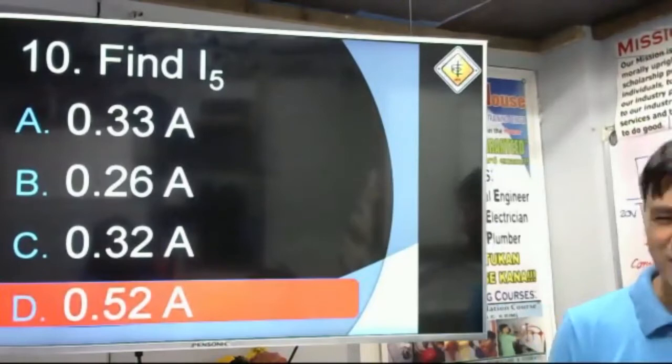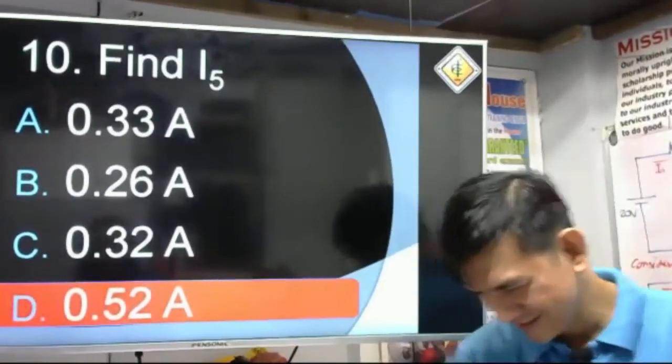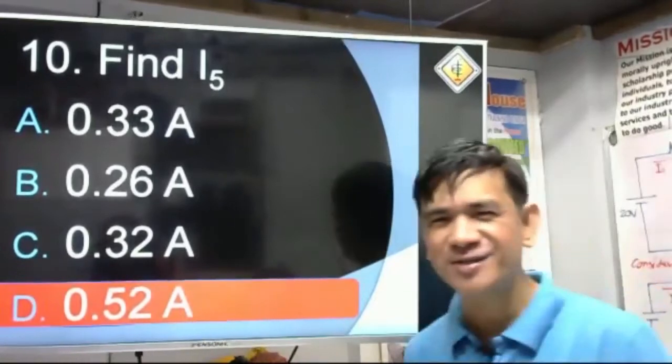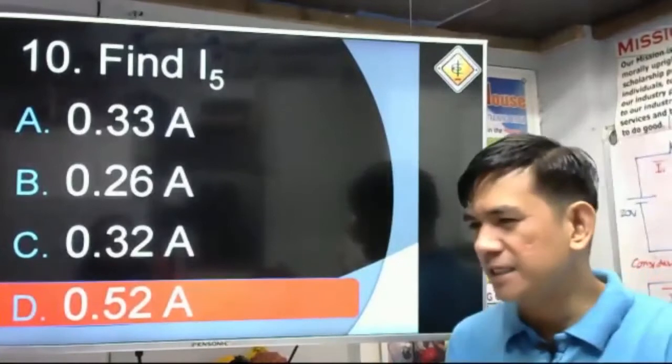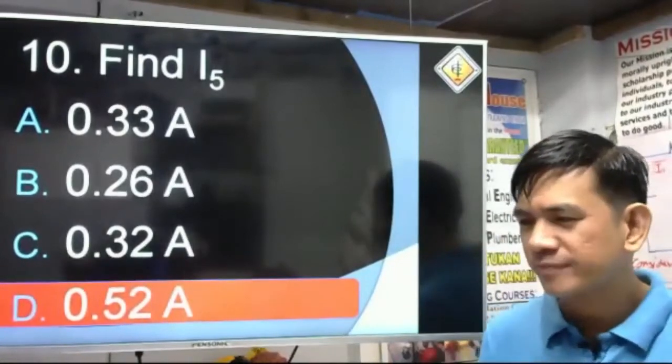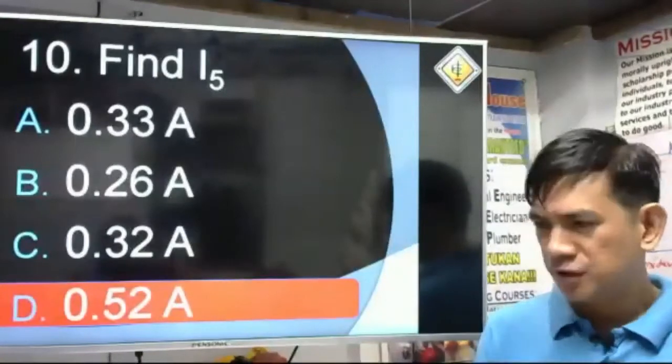Very hard. Oh, very easy, di ba? Very easy ba ang superposition? Di ko kasi tinuturo sa review yan eh. Well, to be honest with you guys, in the licensure exam, it's not that important compared with the other theorems.